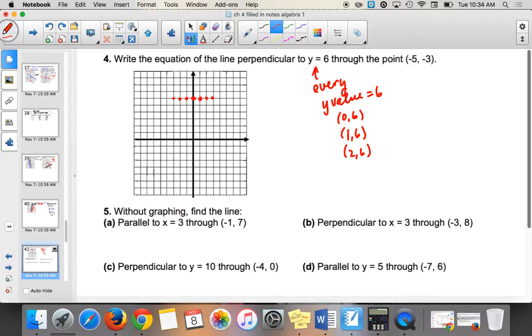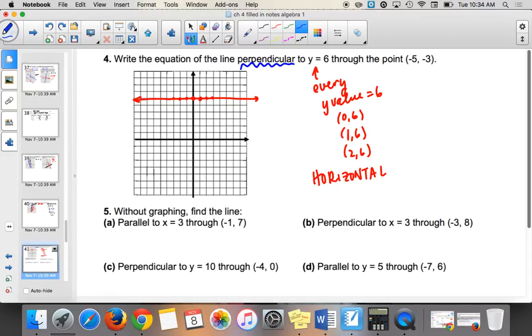Do you guys see how it creates a nice horizontal line? I could have 1/2, 6, 1/4, 6. So this is a horizontal line. So if I want to be perpendicular, what type of line does it have to be? It has to be vertical. Does that make sense? If you're meeting at 90 degrees, it has to be the vertical one. It can't be a slanty one because then it's not 90 degrees.